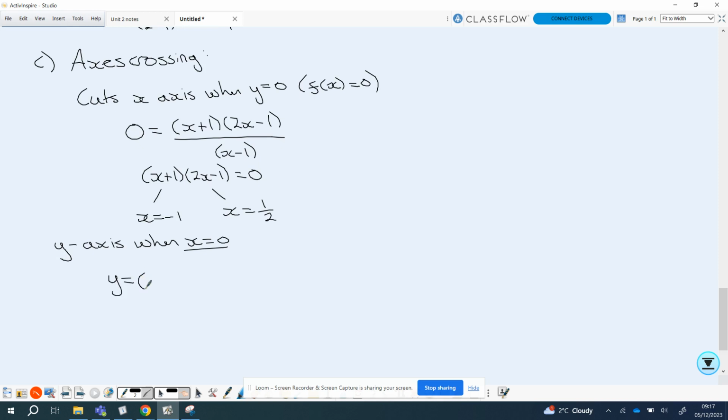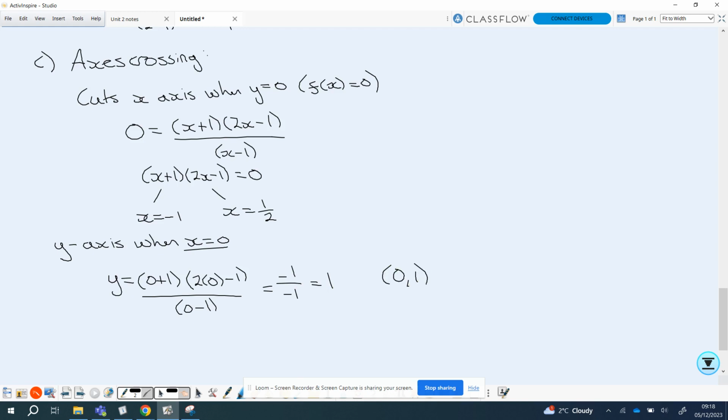So that's going to be 0 plus 1, 2 lots of 0 minus 1, divided by 0 minus 1. And if you work that through, the first one's going to give you 1, the second one's going to give you negative 1, so 1 times negative 1 would be negative 1. The denominator's negative 1. We get the value of 1.